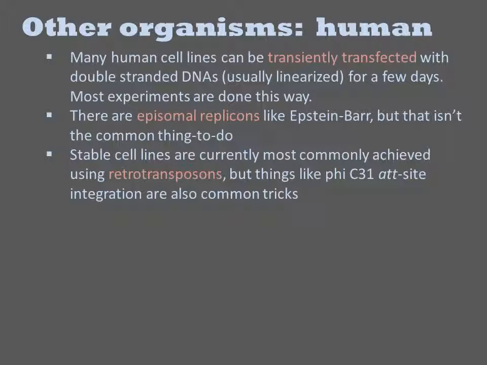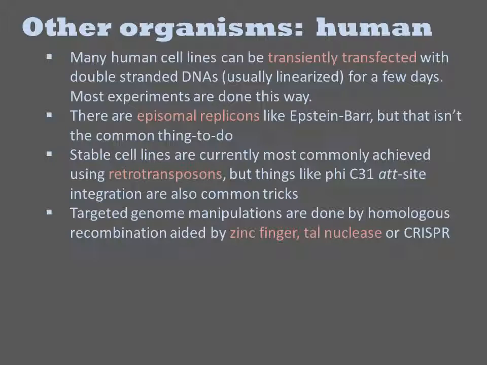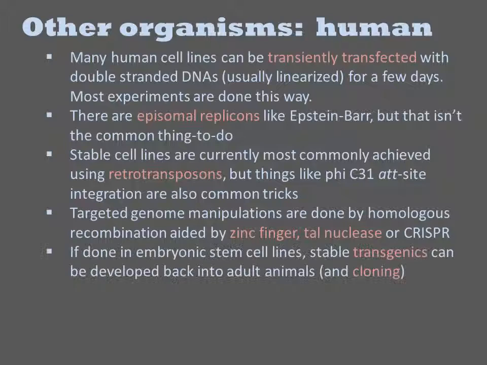There are also Phi-C31 att-site and Cre-based integration strategies for site-specific integration of DNAs into the genome. Targeted genome manipulations are done by homologous recombination. However, this process is greatly enhanced through induction of double-stranded breaks near the site of recombination. These cuts can be generated with zinc finger nucleases, TAL nucleases, or more recently using CRISPR. If done in embryonic stem cell lines, stable transgenics can develop back into adult animals.